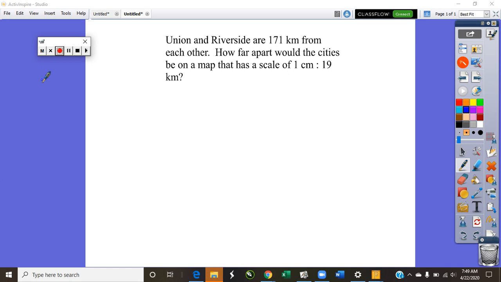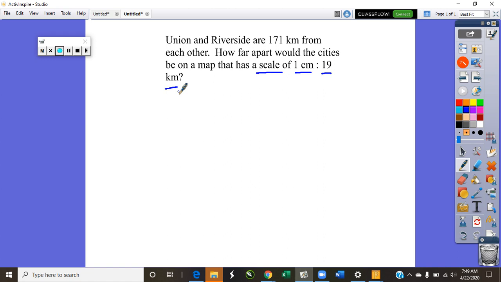Now on this one, okay, we're going to have to read it pretty carefully, okay, because it's a setup a little bit differently, but the same rule applies to this one. Okay, in other words, we're going to have a rule of same level measure on the same measures and same levels on the same side. Okay, same side, same measure. So if we have the top as the two measures we have are centimeters and kilometers. Okay, so let's first write down what we know: a scale of 1 centimeter to 19 kilometers. So we know that Union and Riverside are 171 kilometers from each other. How far apart would the cities be on a map?